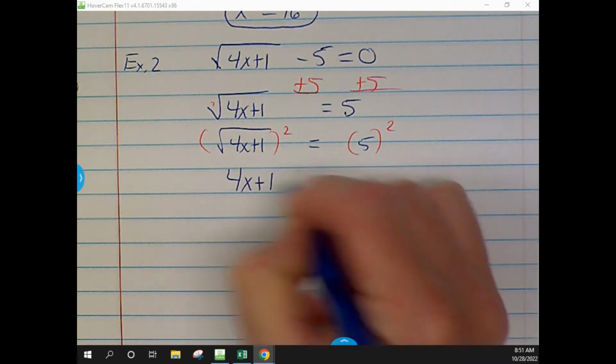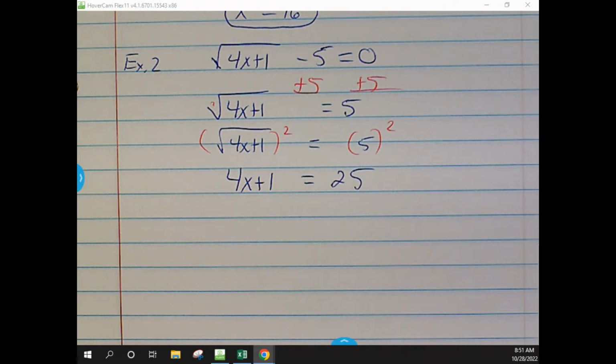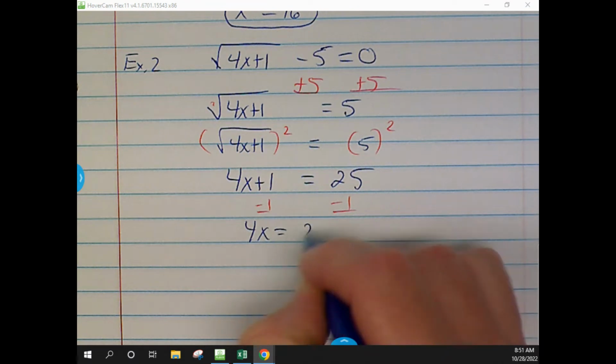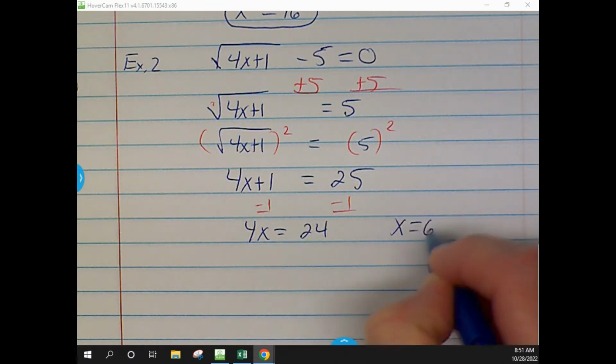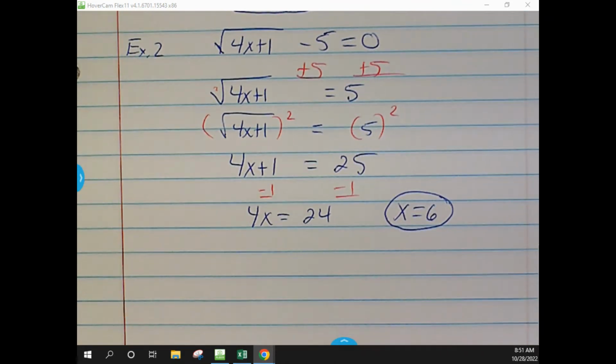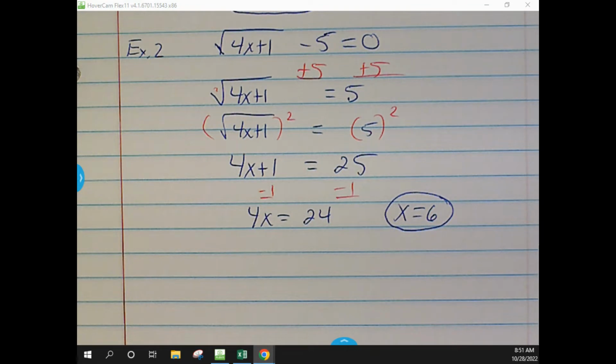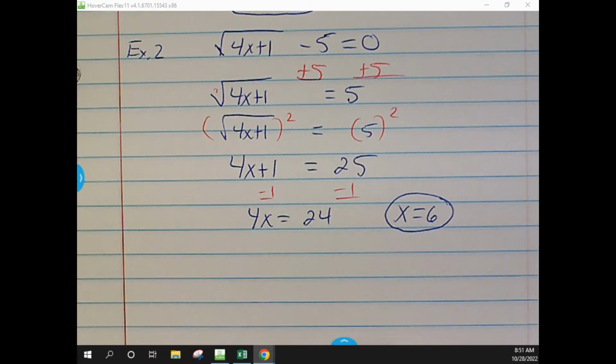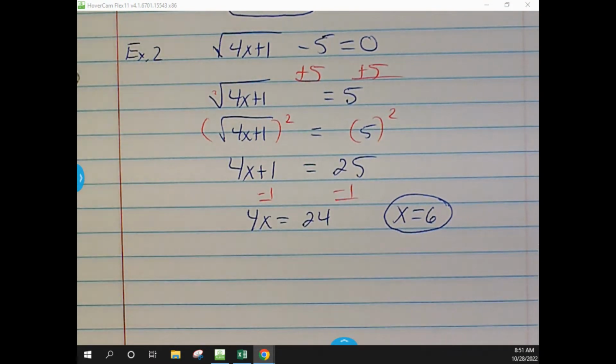So now we've got 4x plus 1 equals 25. And now it's just a regular solving equation. Once we're there, now we can subtract 1 from both sides to get 4x equals 24. So then we get x equals 6. Okay, and as far as most of the radicals go, that's really all you're doing.